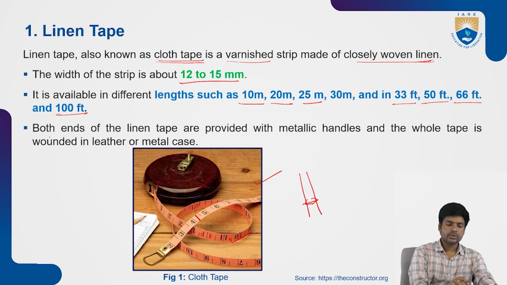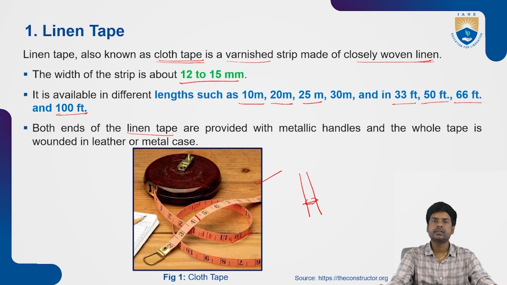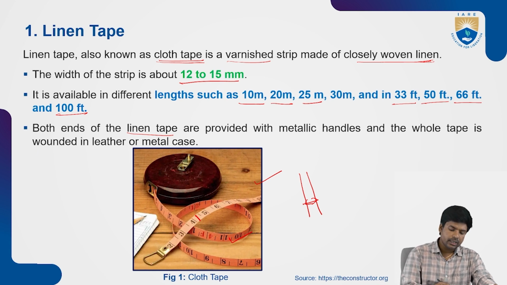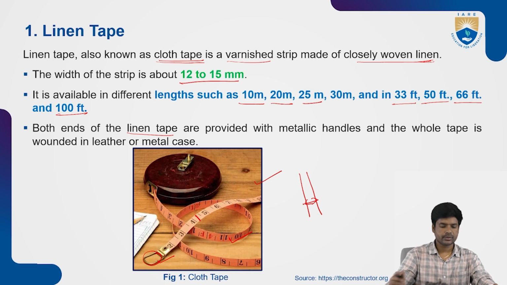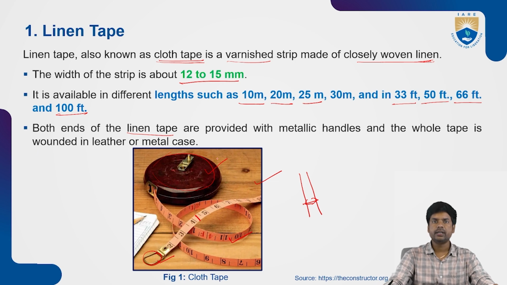Now coming to the next point, both the ends of this linen tape are provided with metallic handles, and the whole tape is wound in a leather or metal case. You can see in this picture, these handles are used for handling the tape, and this tape is kept in a metallic case like this. In this metallic case, we place the linen tape.